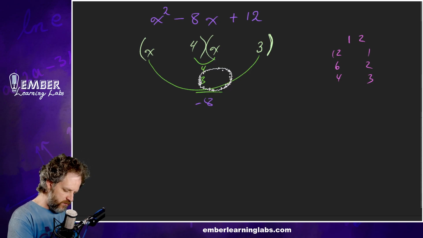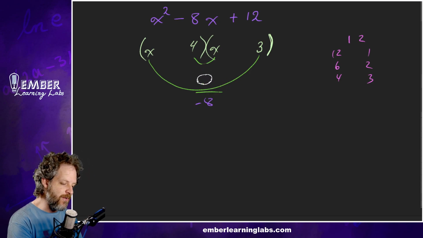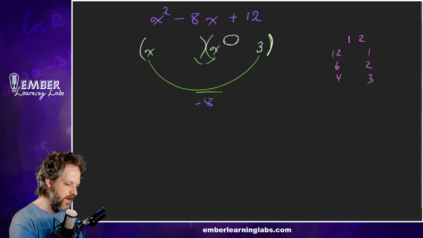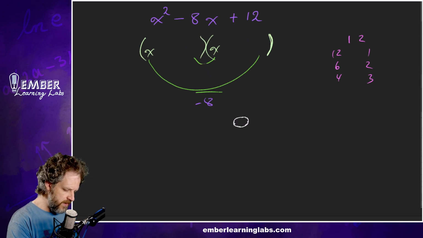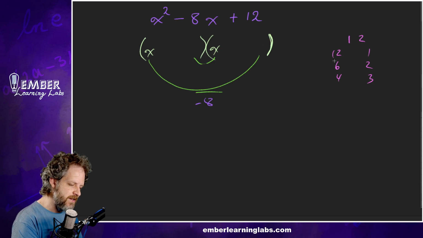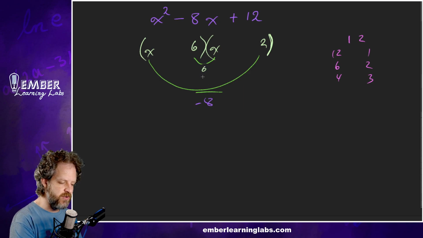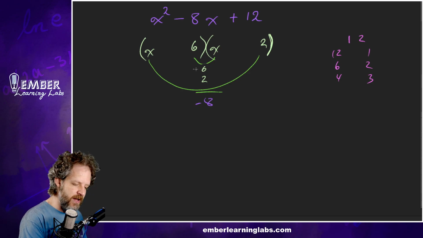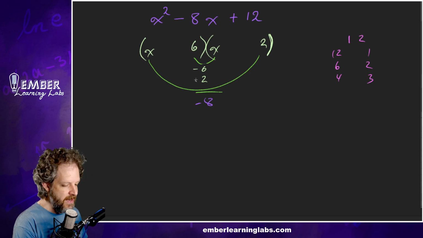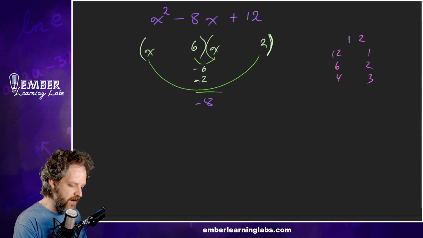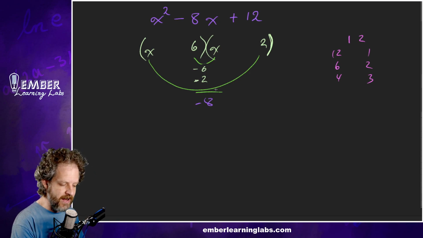So if we guessed wrong, then we're going to take our eraser because we're using pencil, right? And we're going to guess again, right? So this time, let's put, how about 6 and 2? 6 times 1 is 6. 1 times 2 is 2. Can we add or subtract those to get -8? Well, yes, we can, because if we put a negative right here and a negative right there, then we get -8. -6 plus -2 is -8.